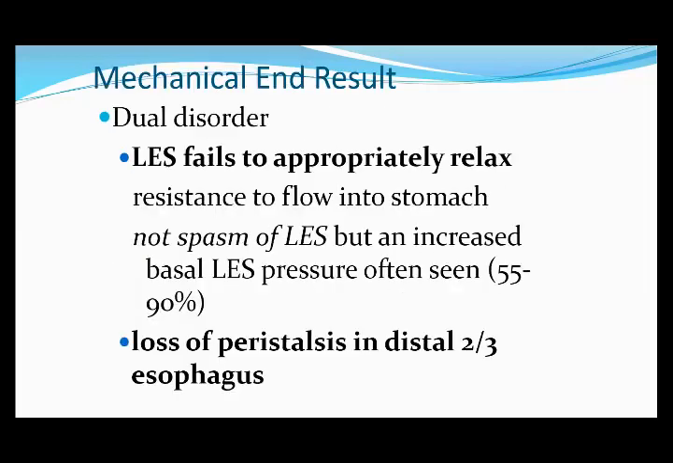What is its end result? The dual disorder: the lower esophageal sphincter fails to relax appropriately, with increased basal pressure, and there is loss of peristalsis in the distal two-thirds of the esophagus. The sphincter fails to appropriately relax, with abnormality and loss of peristalsis in the distal two-thirds of the esophagus. Dilatation.